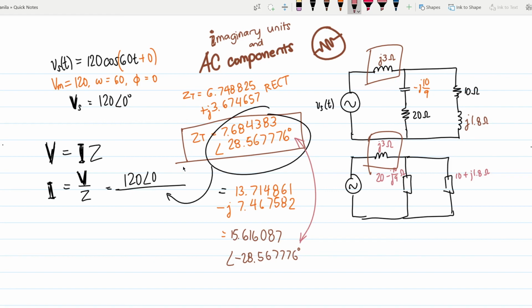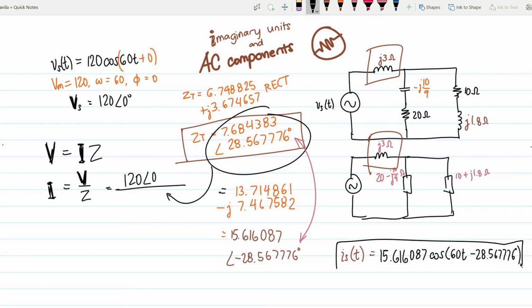But yeah. What do we want to do with this now? Didn't we say earlier we wanted to make this into a function, as a function of time? So of course, we know what the I m here is. So it's just going to be 15.616087 cosine of, of course the frequency needs to be the same, 60t plus, sorry, minus 28.567776 degrees. And that should be your current function, right?